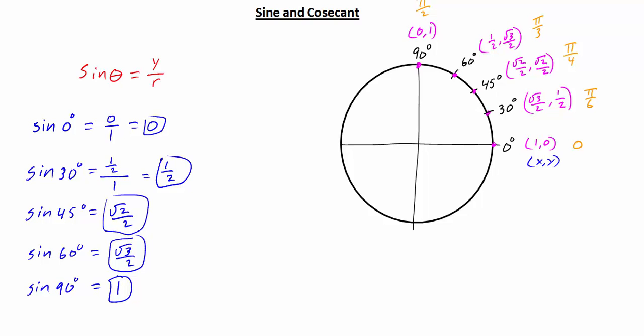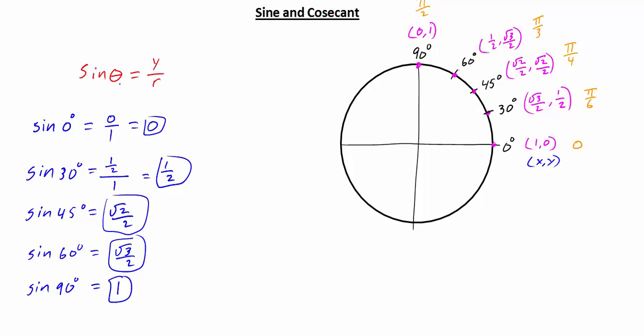So that's all it is for defining your sine function. Just remember, you're simply looking at the y divided by r. So you locate the angle, and then you pick out the y-coordinate and divide it by the radius of the circle. All right, so that's the sine function.